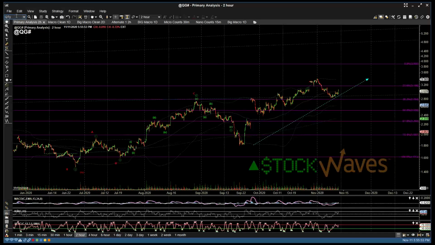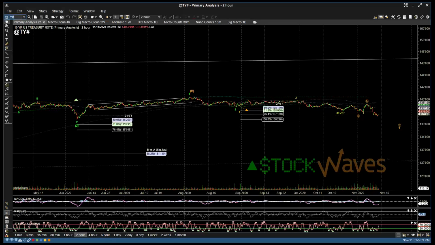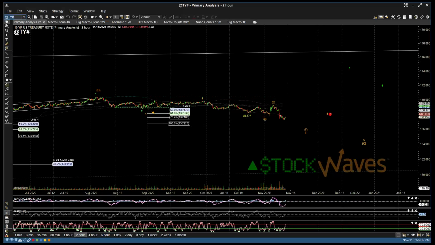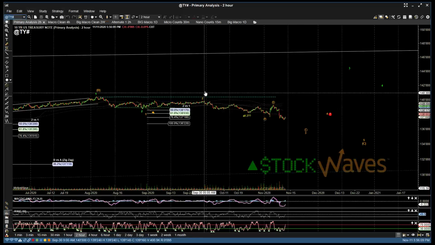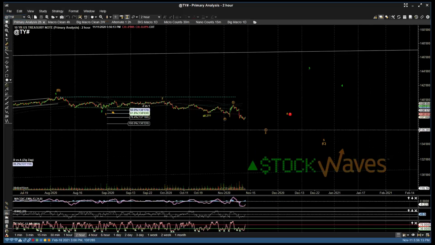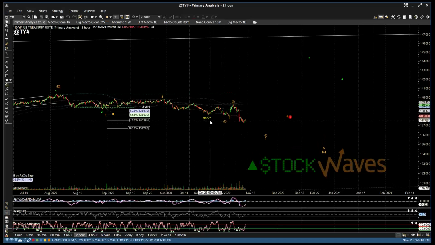And then real quick, we'll take a look at some of the bonds. The only reason why we cover GDX and the metals is because we cover those in the main market section, but that XLE and XOP are the dominion of stock waves.